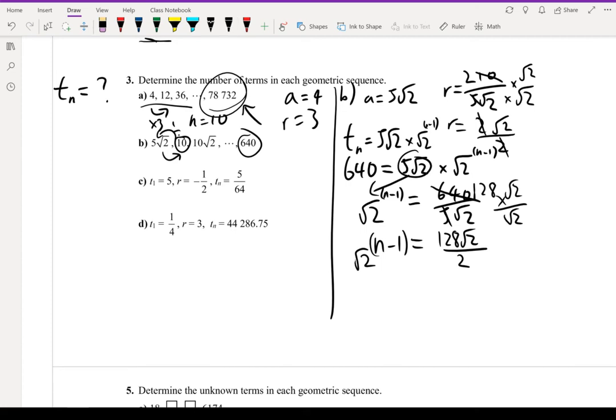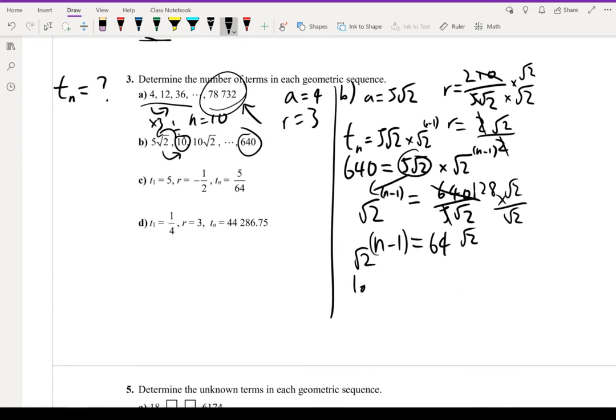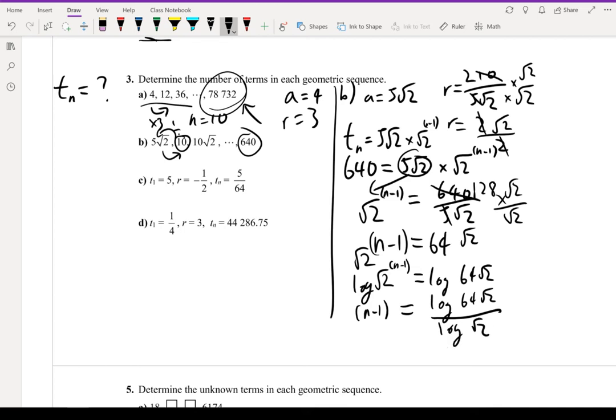I'm just going to clean that up first. That's 64 root 2. And then the same as last time, I'm going to use my logarithms. So log of root 2 to the power n minus 1 is equal to log of 64 root 2. And then you can bring your n minus 1 down. n minus 1 is equal to log of 64 root 2 all over log of root 2. And then you enter into your calculators what the answer is.